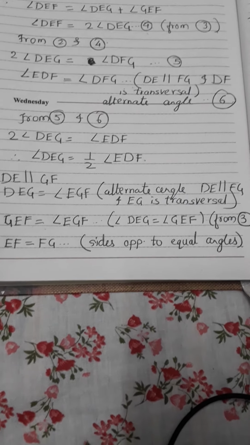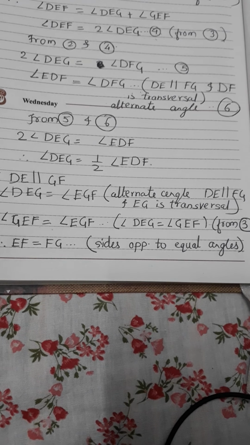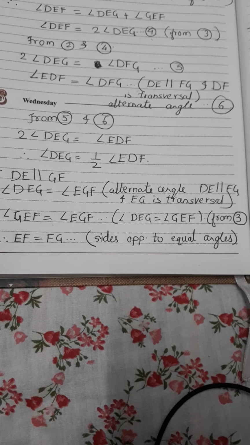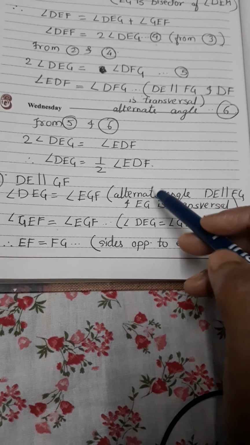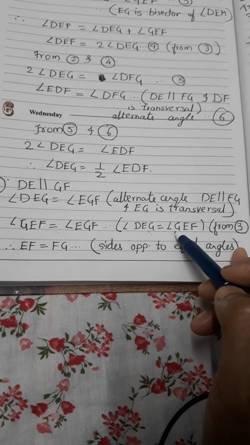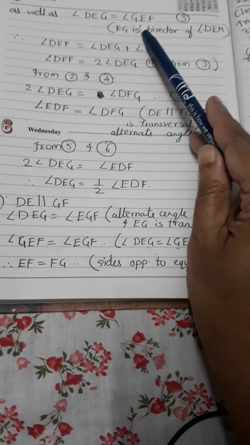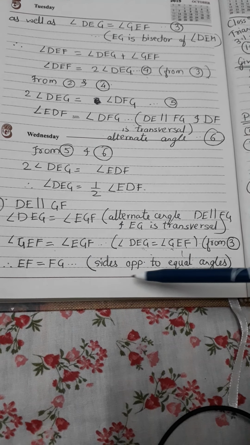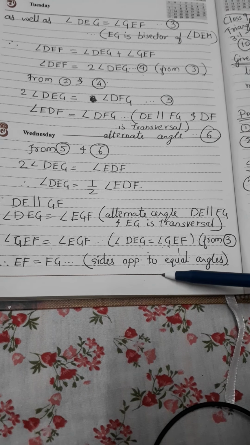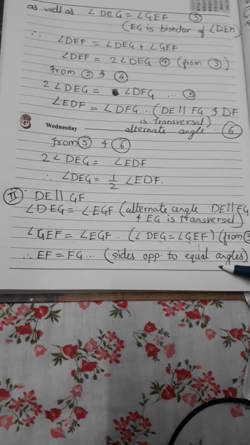So how will we put it in words? See that DEG is equal to angle EGF. Just now I told you why, because they are alternate angles. Now as they are alternate angles, we just substitute DEG is equal to GEF, because those two are the same, and we got it as our third statement. And then finally EF will be equal to FG. Why? Because sides opposite to equal angles are always equal, and that is the reason we got our desired result.